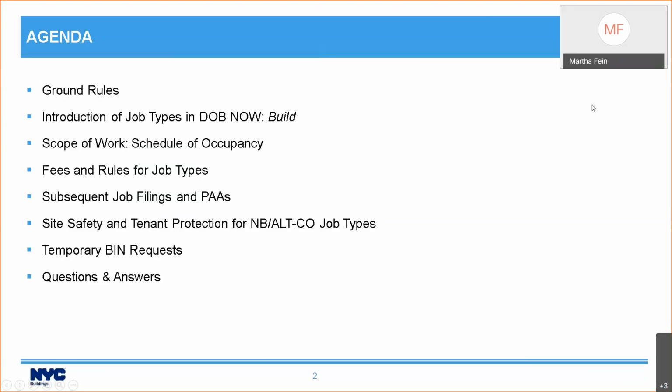So here's what we're going to cover in today's session. I'm going to go over some ground rules. Then I'll talk about what job types are. And I'll talk about how to file these new job types in DOB Now Build. As part of filing these job types, you will be filling out a schedule of occupancy as part of the scope of work tab. I'll talk about fees and rules for the job types.